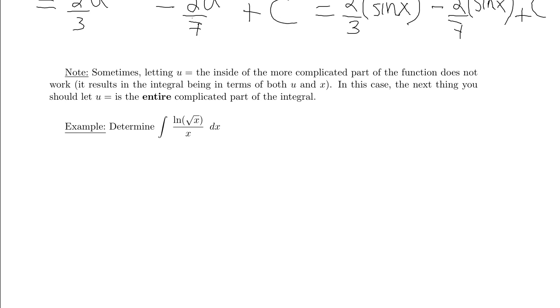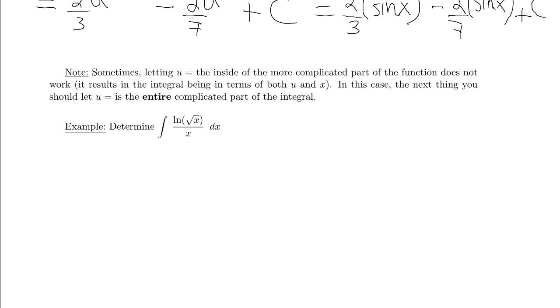If that happens, so if choosing the inside or the exponent of the more complicated part does not work, your next choice of u, so you should only do this second, should be to take the entire complicated part of the integral. So we're going to work through an example to illustrate this point.